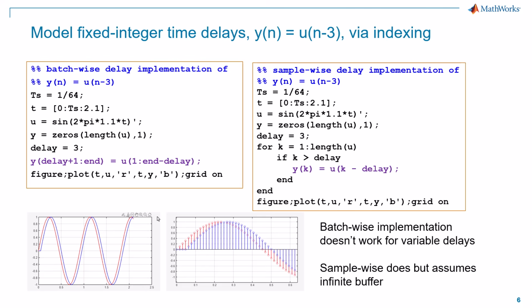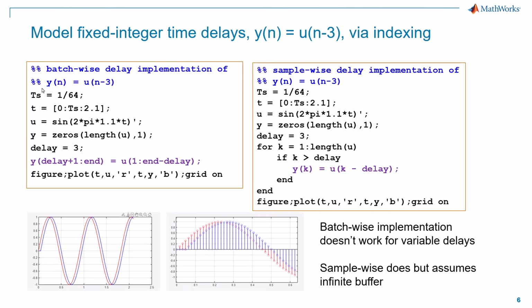So let's start with the simplest case. That would be a fixed discrete delay. y of n, let's say, is u of n minus 3. And we're going to take advantage of the ability to index into MATLAB arrays to do that. We have two implementations here that I'm showing. One is a batch-wise delay implementation. The other is a sample-wise delay implementation.